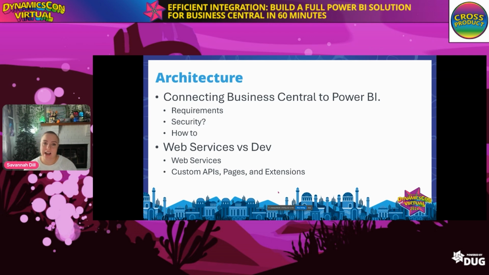And then lastly, how do we do this? I'll show a live demo soon on how we can actually do this. But this kind of bleeds into the conversation of web services versus dev. So in Business Central, web services are a type of API call where you can look at pages and basically add them to a list, and then it is then exposed to Power BI. And that's how you get your data into Power BI.